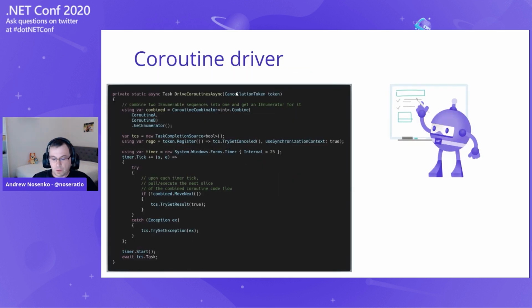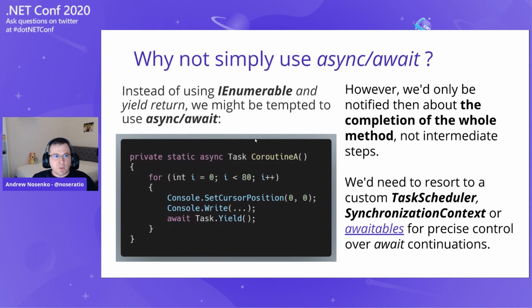Back to the slides. Why not simply use async await? So instead of using IEnumerable, we could have just created something like that, a simple task-based method that does something like await Task.Yield inside. Why is it not so good? Because we would only be notified about the completion of the whole method, not about individual steps. We can potentially control individual steps, but for that we would have to enroll something like a custom task scheduler or custom synchronization context, or do a custom awaitable instead of this Task.Yield. All right.